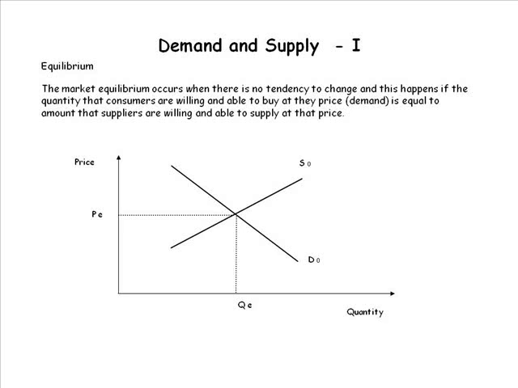Now in equilibrium, there has to be no tendency to change. That's the best definition of equilibrium to use. Whenever there's no tendency to change, or the market is in equilibrium, that is going to occur where the amount demanded is equal to the amount supplied. So that is going to occur at some equilibrium price and some equilibrium quantity in the marketplace.